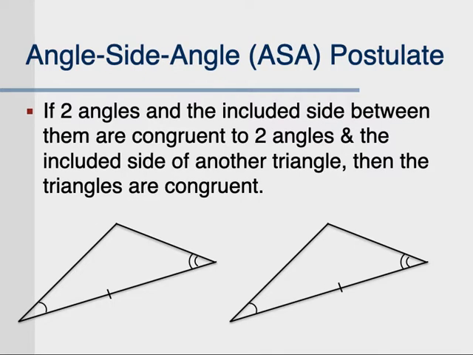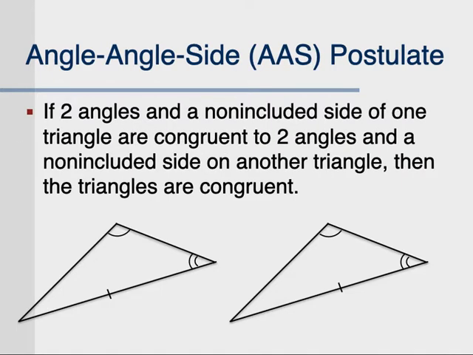You use ASA if your pair of matching sides is between the matching angles. That's why S is between the A's in the name. You use AAS whenever the pair of matching sides is not between the pairs of matching angles. That's what non-included means. Included is a fancy word in math for between. Non-included means not between.